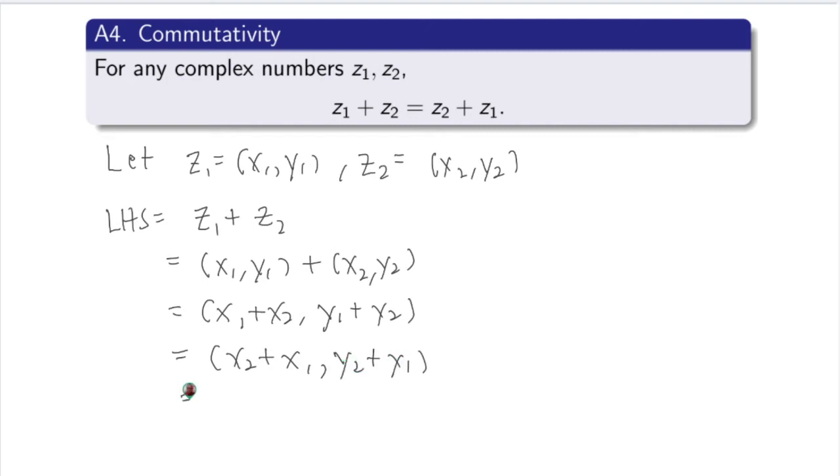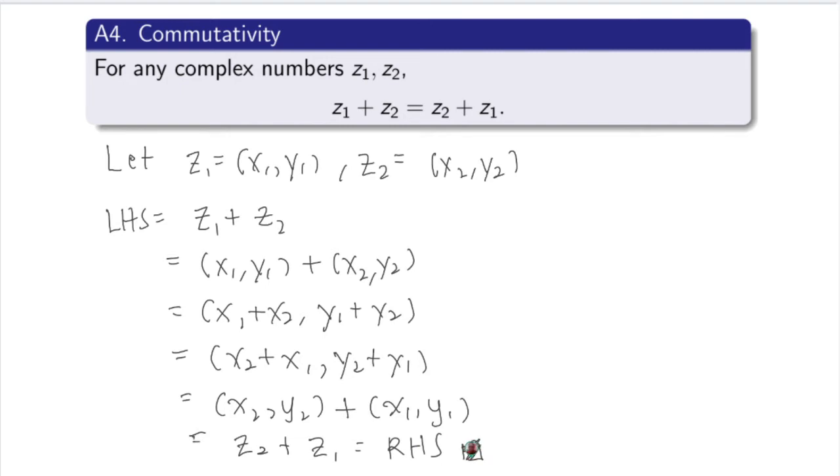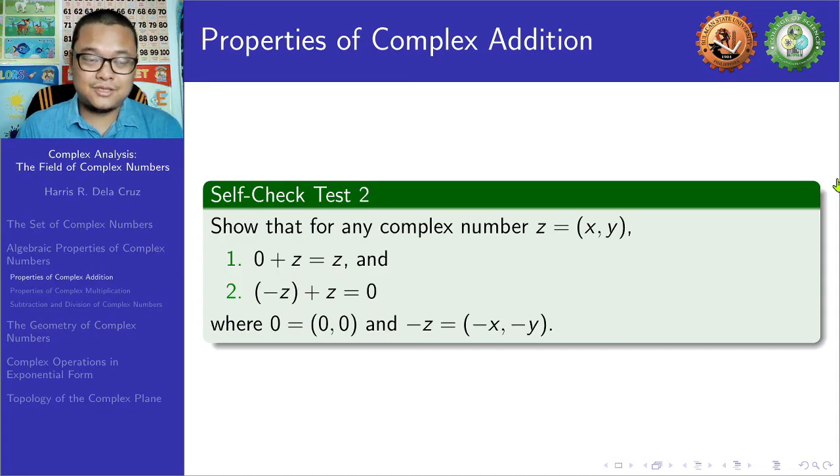And then we can split this complex number as the sum of two complex numbers, with the first complex number now being (x2, y2), and the second complex number now being (x1, y1). So we were able to write this as the sum C2 plus C1, which is the right hand side. And so we are done. So to make sure that you understand the lesson, be sure to answer self-check test number 2. Answers of the self-check test are found on the last page of the module.